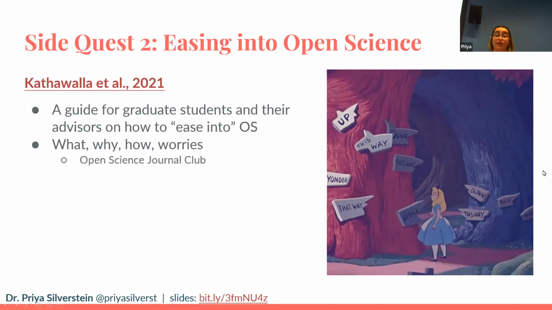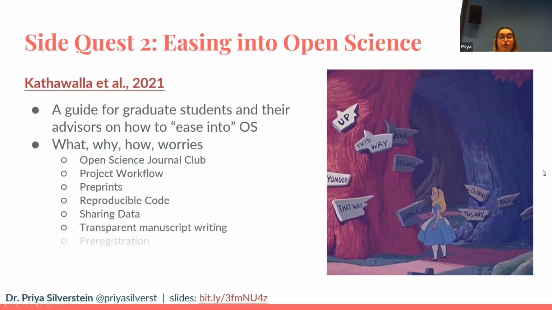So getting involved in an open science journal club, like the reproducibility journal club that you have here at York, very luckily. How to change your project workflow to be ready to be open from the outset, how to manage preprints, reproducible code, sharing data, transparent manuscript writing, pre-registration, and registered reports. So this was how you could ease into any of these steps, and it was written for PhD students, but would be relevant to anyone getting started in open science. So I was really happy to put everything I'd learned into that paper and feel like it was helping people. So that's pretty exciting.